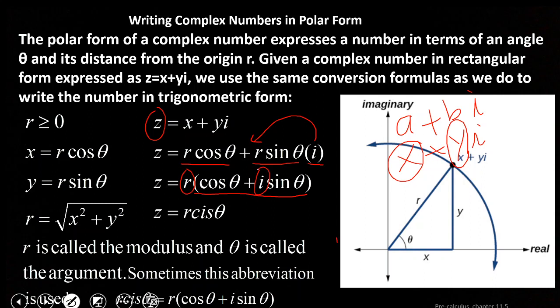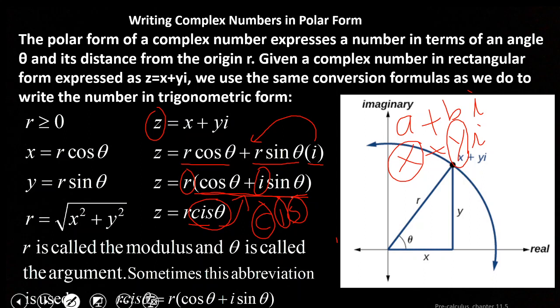Now, this has a compact notation, and it's called cis theta. So r cis theta means to expand this into cosine theta plus i sine theta. You see, cis is cosine theta plus i sine theta. That's why it's called cis theta.